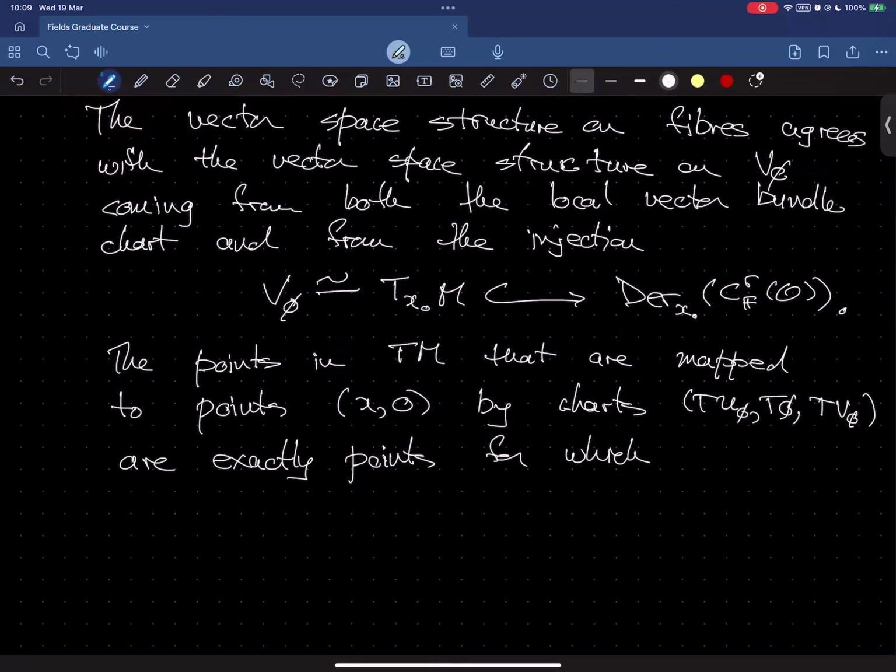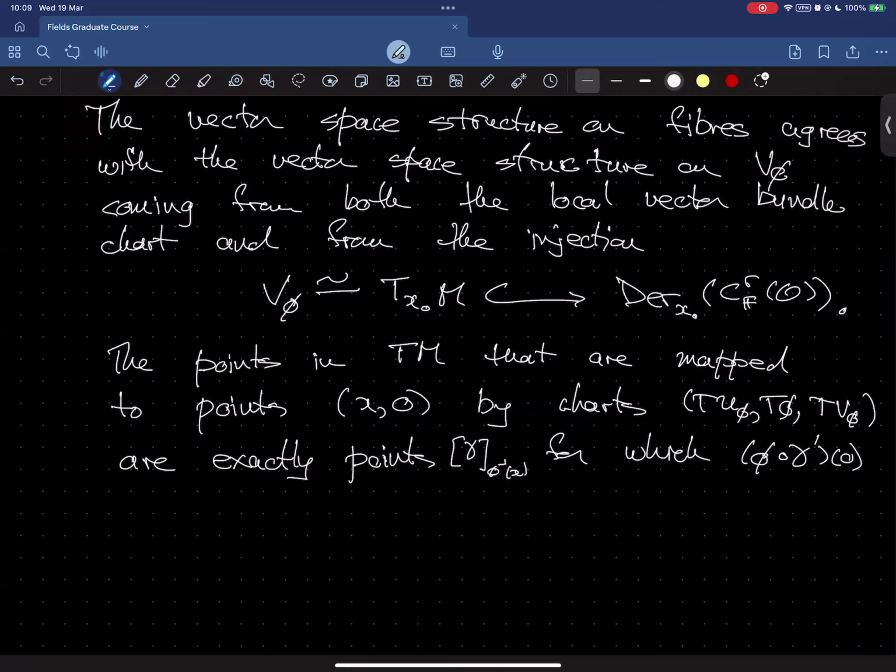Okay, so again, let me give this thing a name. So what's a point in TM? A point in TM is an equivalence class of curves. So these are points, let's say gamma at phi inverse of x. If in the chart they map to x, then upstairs in the manifold, that's a tangent vector at phi inverse of x, for which phi composed with gamma prime at 0 is equal to 0.